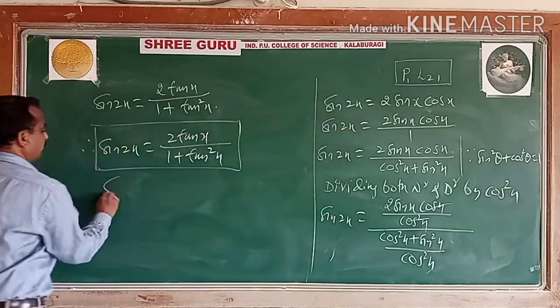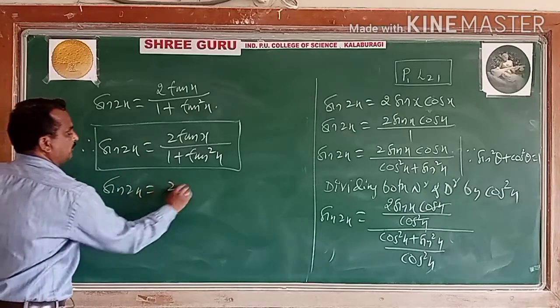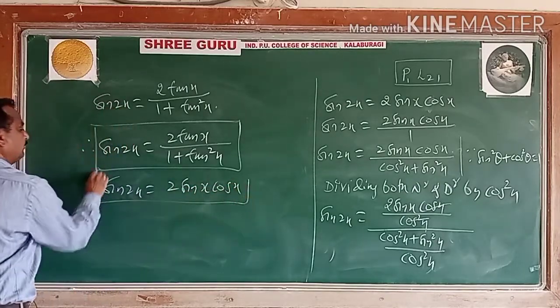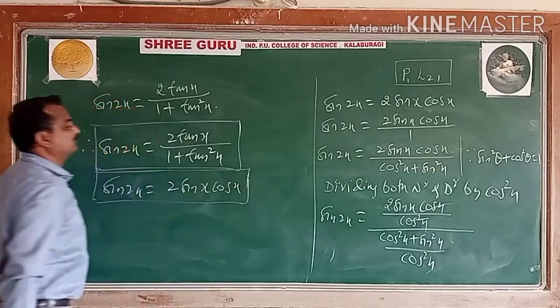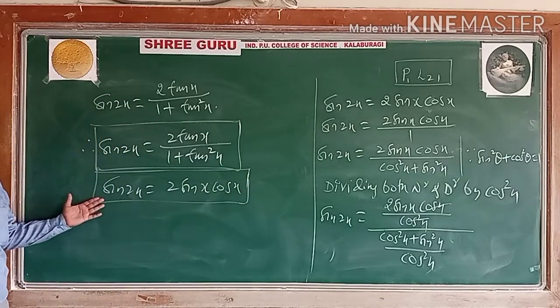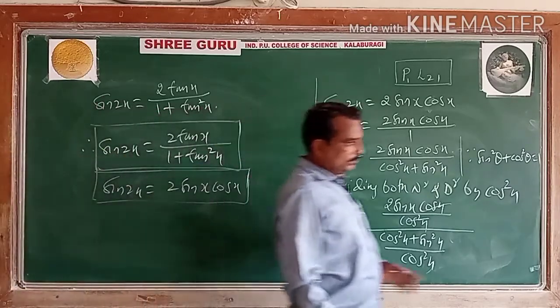So you have two formulas, students. Sin 2x is 2 sin x into cos x, and in terms of tan it is 2 tan x divided by 1 plus tan square x. So this is sin 2x, students.